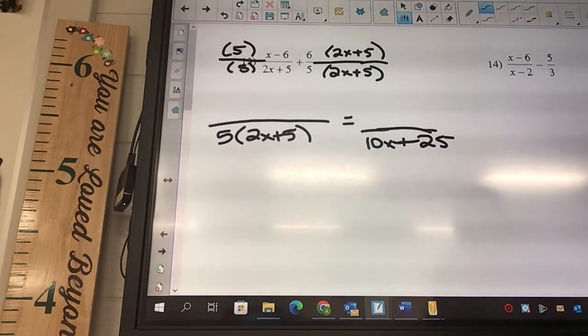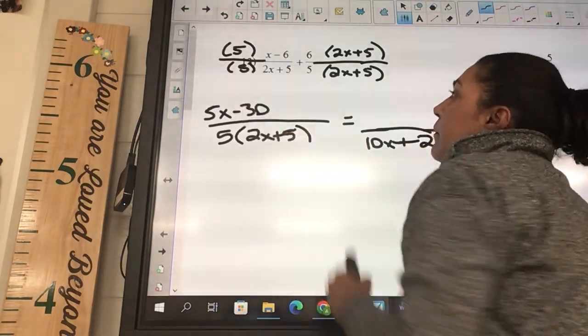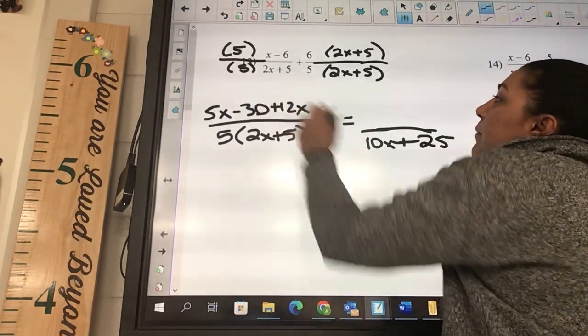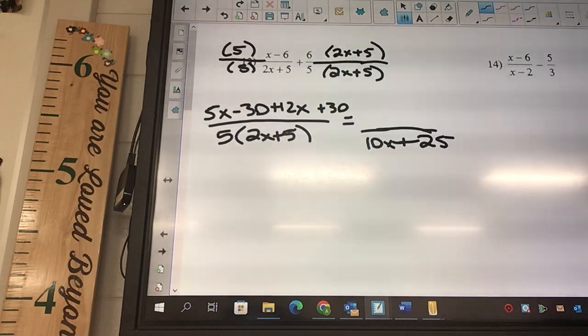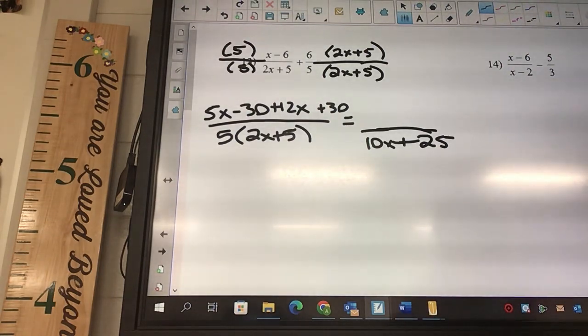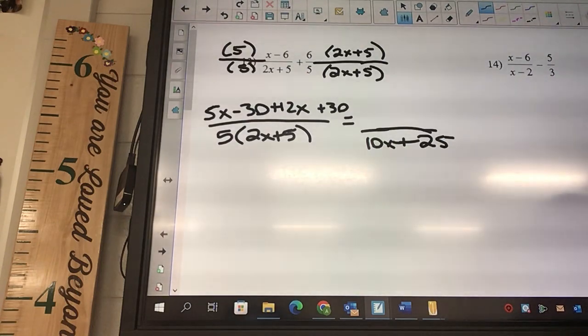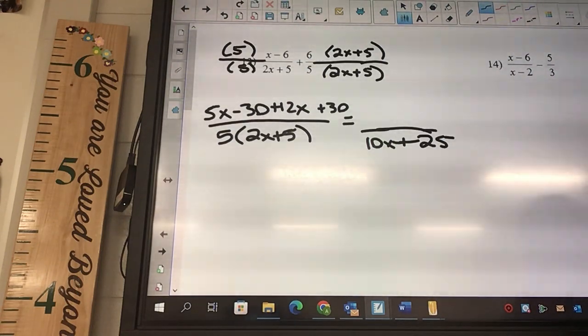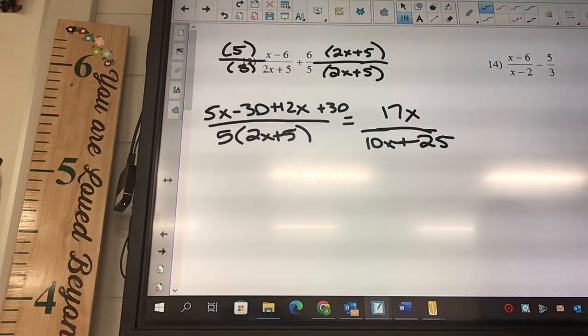Okay, for the top, I'm going to get 5x, good. Minus 30 plus 12x, good. Plus 30. Wait, it doesn't matter how you multiply 17 with the 5, right? Like if you were to do 5 times 6 first. No. I wouldn't suggest it, but no, it does not. What are we going to get for the top? 17x. What happened to the 30? They canceled out, so you're just going to get 17x on the top.